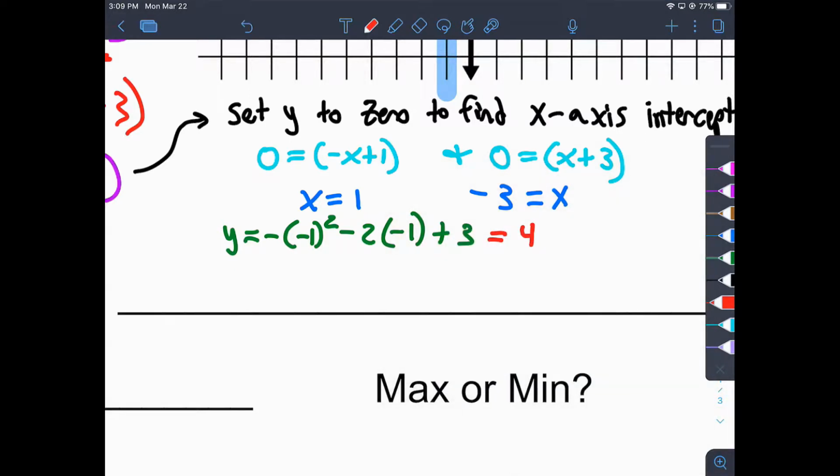So that means that my vertex, my iPad seems to have frozen. No!